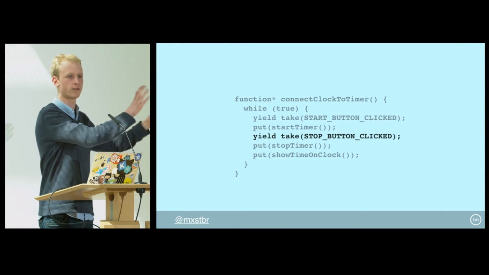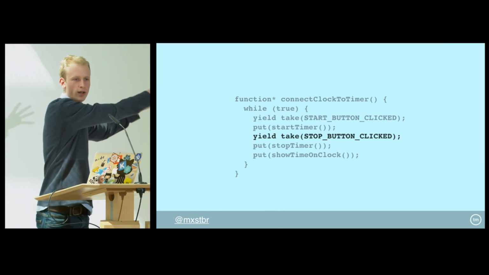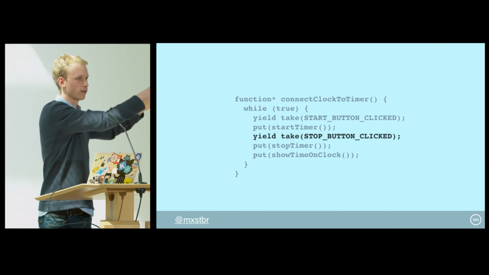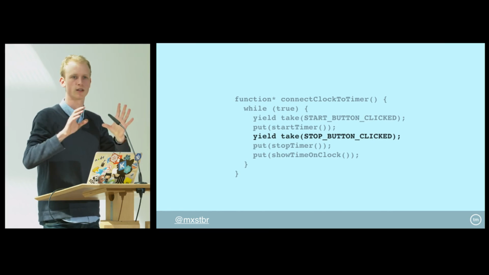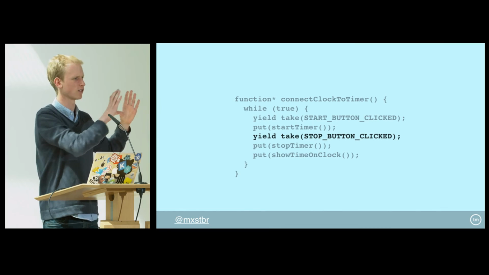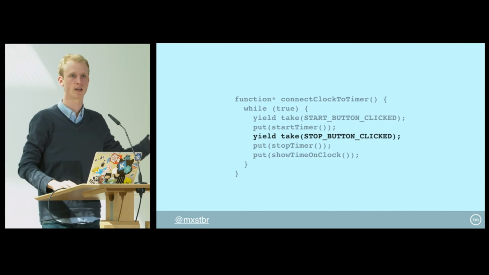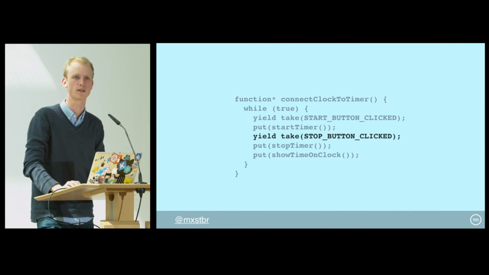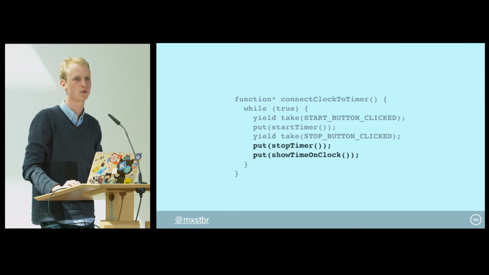It's sort of like you have this thing that does asynchronous stuff somewhere, and it waits for things to happen. But it's kind of not in our main application. It's like a separate thing. Now, in our example, we're waiting for the stop button clicked action. And when that comes in, we simply dispatch a stop timer action and a show time on clock action.